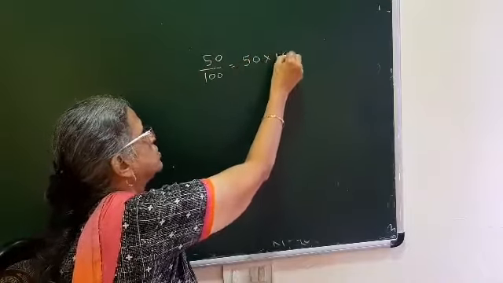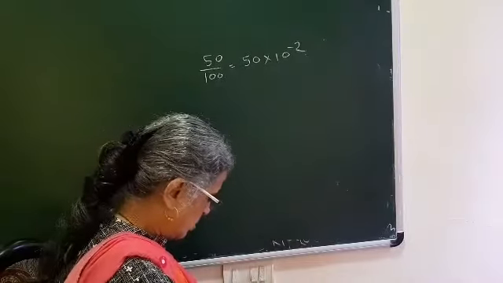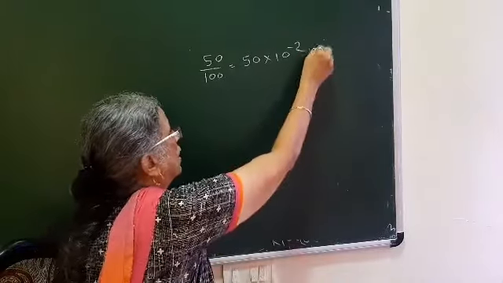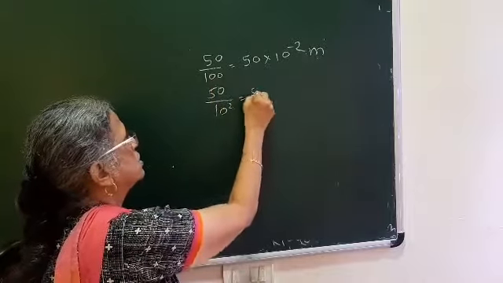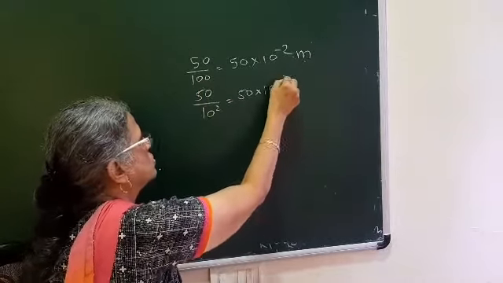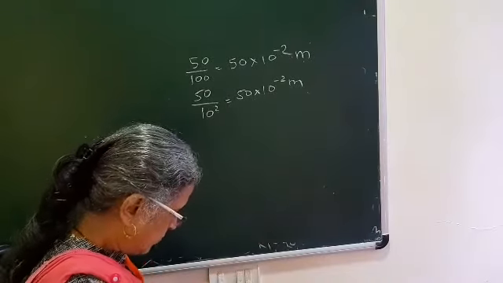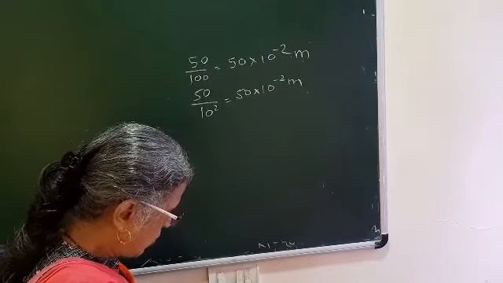50 into 10 raised to minus 2. Followed? So they have written here like this, because 100 means 50 upon 10 raised to 2, that is written 50 into 10 raised to minus 2 meter. Followed? Then radius is given 0.5 millimeter.